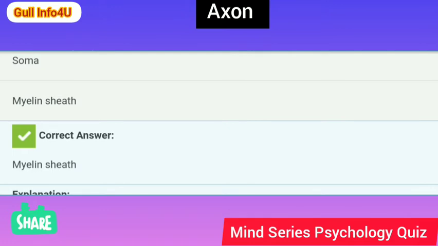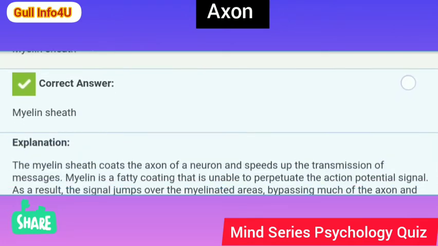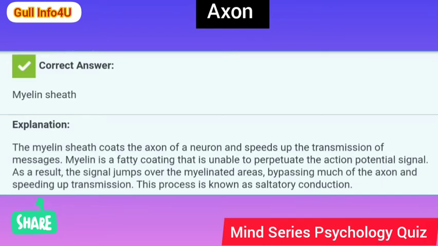Why is it myelin sheath? The myelin sheath covers the axon of a neuron and speeds up the transmission of messages. Myelin is a fatty coating that is unable to propagate the action potential signal. As a result, the signal jumps over the myelinated areas, bypassing much of the axon and speeding up transmission. This process is known as saltatory conduction.